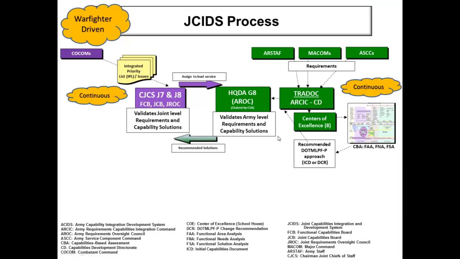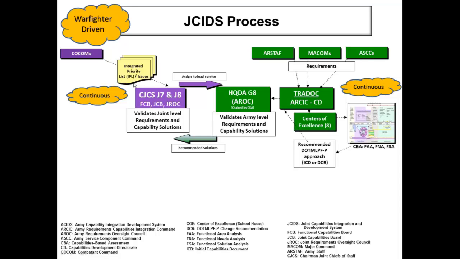All right, so this is the JCIDS process. It is warfighter driven, so you have both the joint version and the Army version here. If you start on the far left with the COCOMs, they identify a capability gap by looking through their war plans, which they're required to do every other year. They will then say, okay, we have a capability gap. Let's send that up to the Joint Staff through an integrated priority list, an IPL.